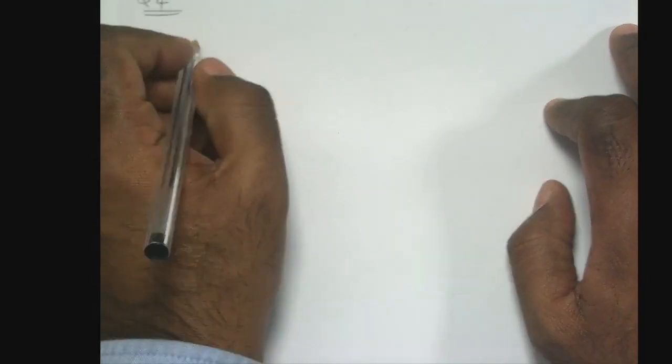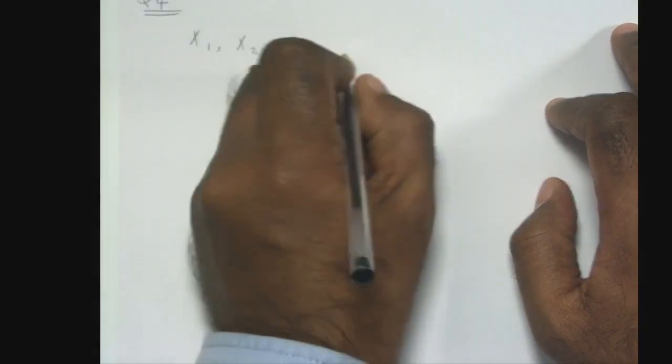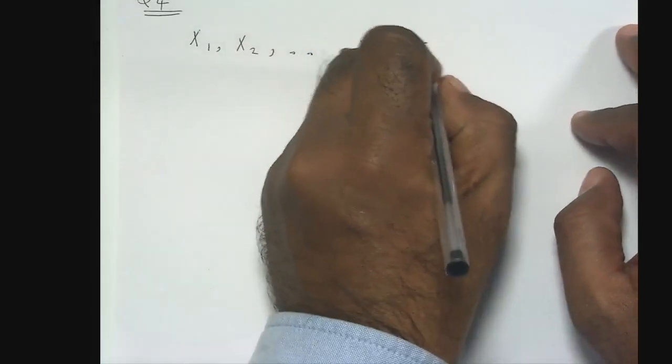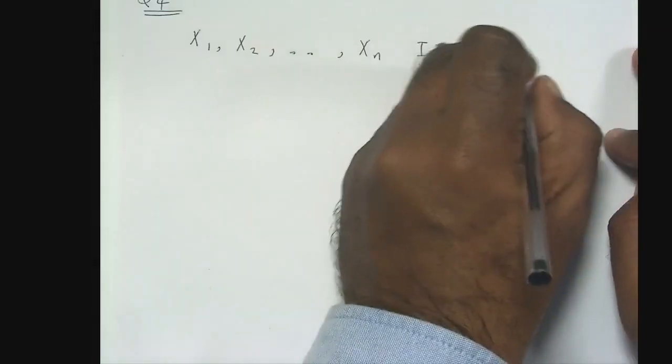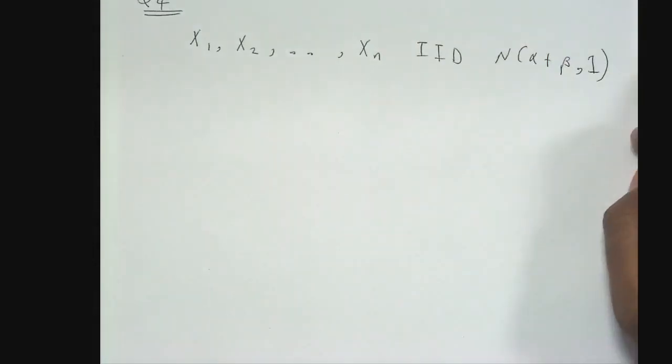Alright, let me show you how to do it. Any question in mathematics, you can do in multiple different ways, and the same applies to statistics. So here you have a random sample from a normal distribution with parameter alpha plus beta. Alpha plus beta is the mean, and the variance is equal to 1.